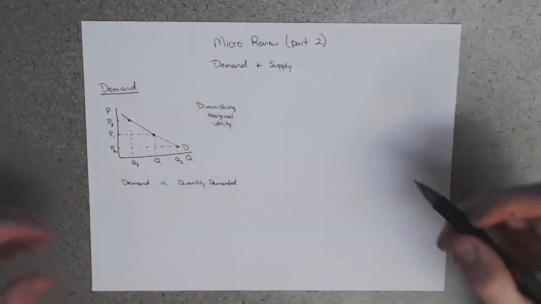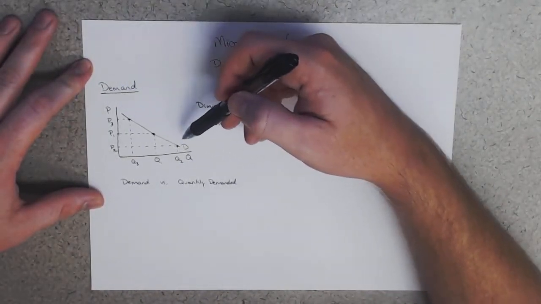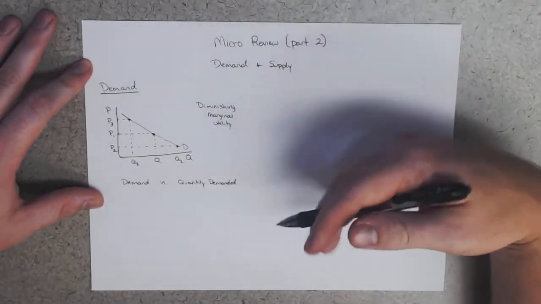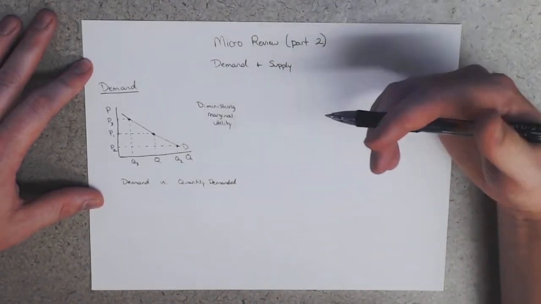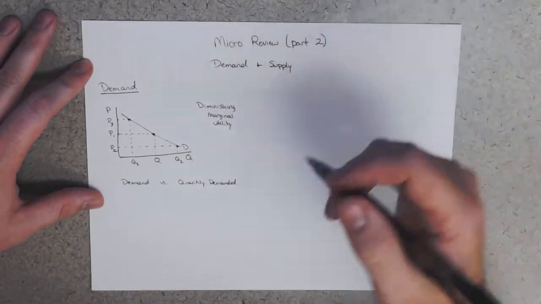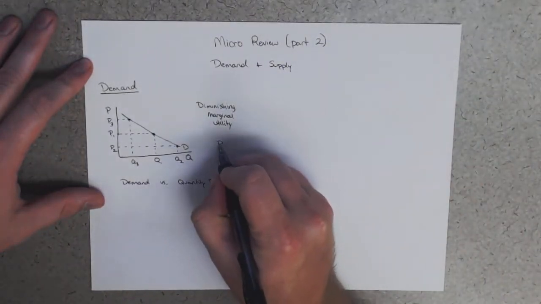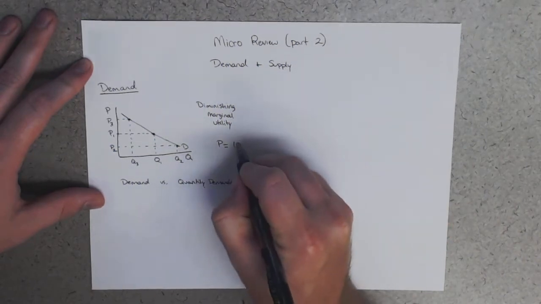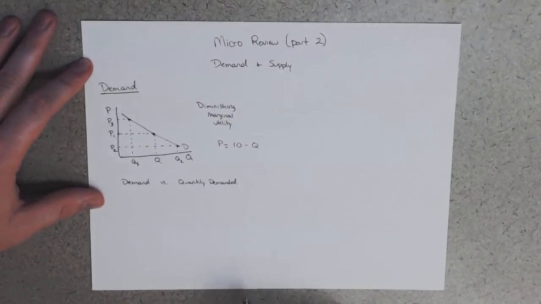In a different way, the demand curve, or demand as a concept, represents consumers' willingness to buy at various prices, and we can express this as an equation. So this one might be, I don't know, P equals 10 minus Q. That could be a demand equation right there.